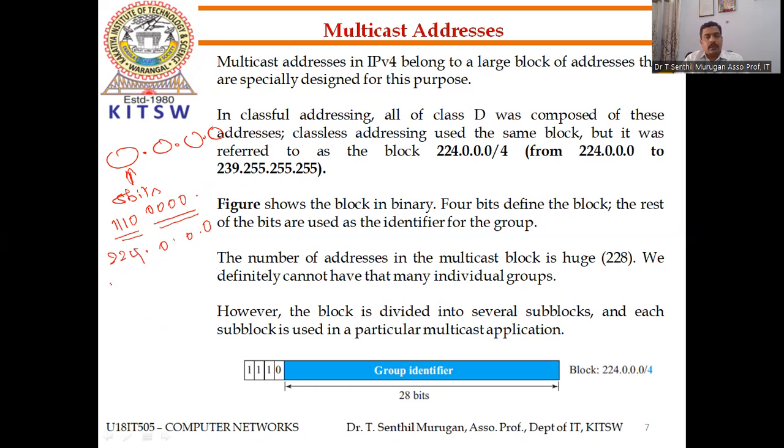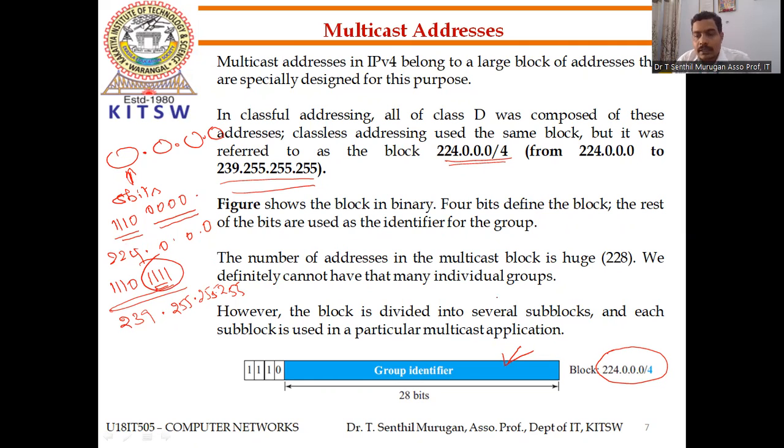If the first 4 bits are defined and the last 4 bits are all 1, this is the last address. What is the value of these 8 bits? That is 239. The remaining all are 1, meaning the remaining values are 255, 255, 255. So this gives the starting address and ending address. This figure shows the block and binary values. We are using only 4 bits to represent the entire multicast address range, which is why they use slash notation 4.